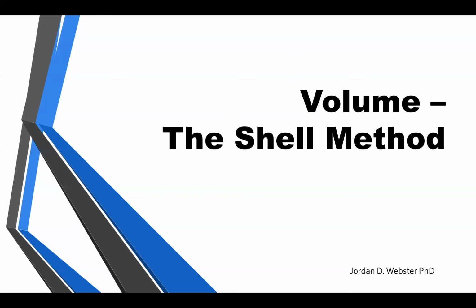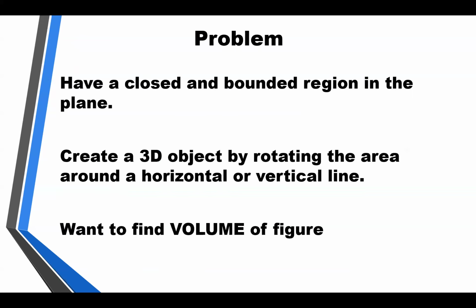In this video, we're going to take a look at how to calculate volume using the shell method. If you watched how to calculate volume using the disk method, you know what problem we're trying to solve. We're going to have a closed bounded region in the two-dimensional plane. We are going to create a three-dimensional object by rotating that region around either a horizontal or vertical line.